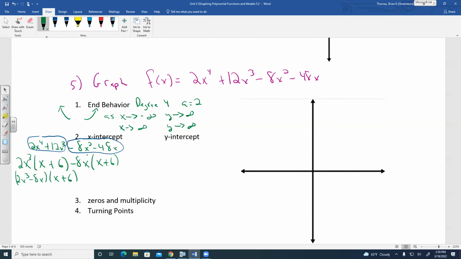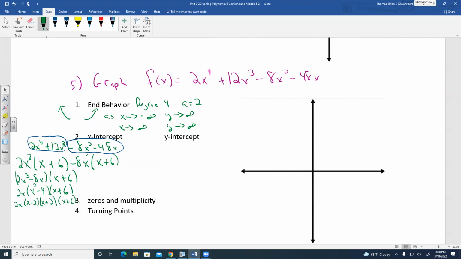Notice this first front piece has a 2 in common. It also has an x, so I can pull out a 2x. I probably should have pulled the greatest common factor out to begin with. I just missed it. I got it there though. So if I pull a 2x out, that's going to give me an x squared minus 4 times x plus 6. So now the x squared minus 4 actually is factorable. It's going to be a 2x, x minus 2 times x plus 2, since that's a difference of squares, times then this x plus 6.